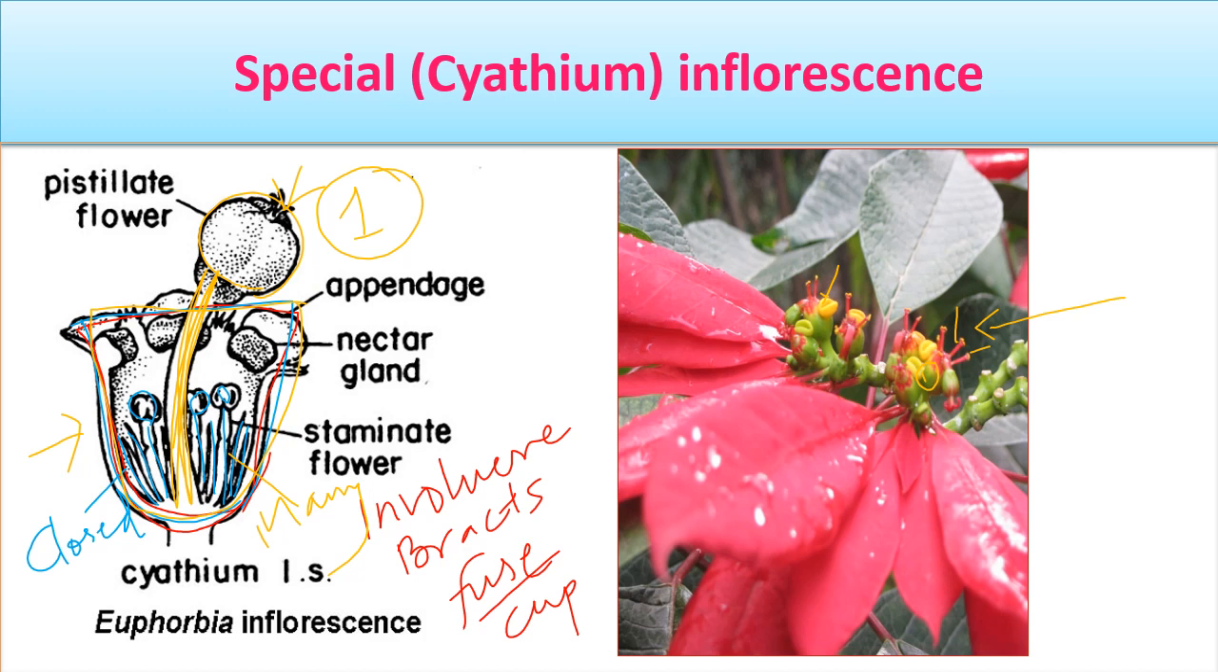So this shows something different from cymose and racemose, or it is a mixed type of cymose and racemose, hence it is called a special type of inflorescence. It is generally seen in genus Euphorbia and poinsettia.